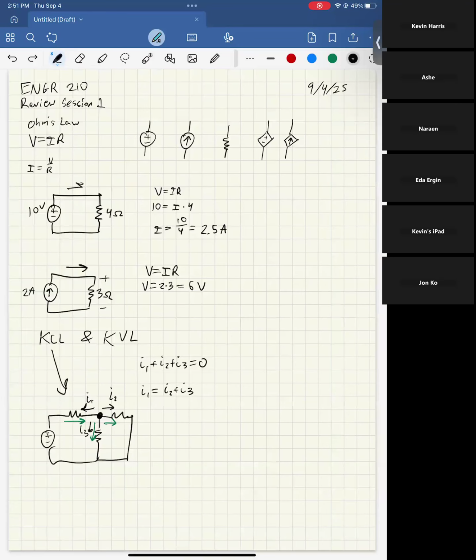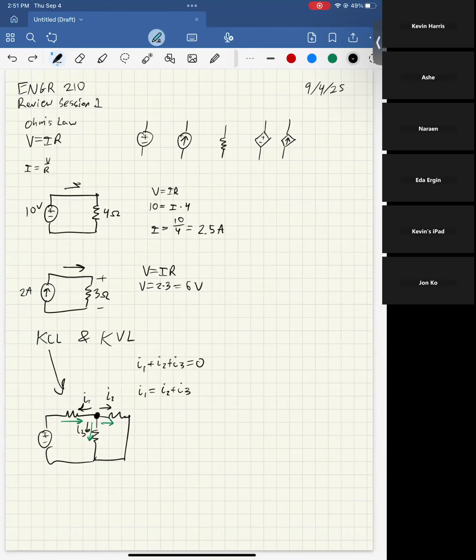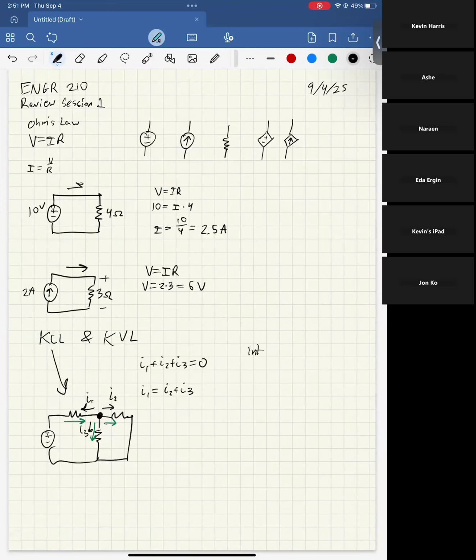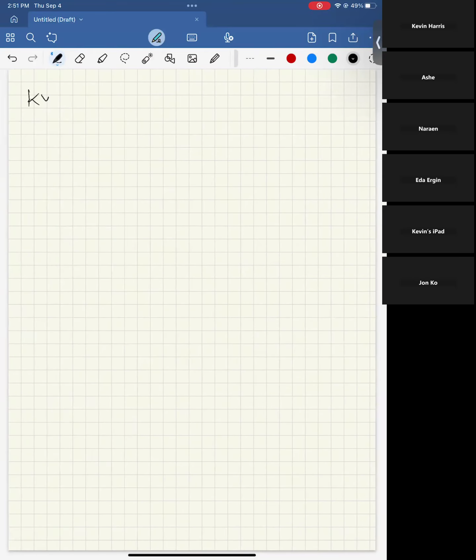Kirchhoff's voltage law, I'll write this over to the side. Into node is negative, out of node is positive. So for KVL, on the other hand, it's saying that the sum of the voltages in a circuit is zero.